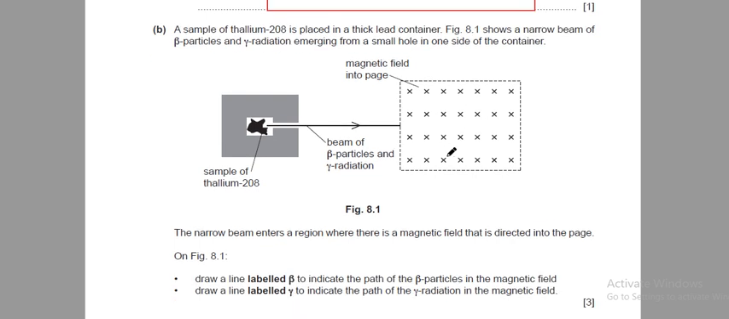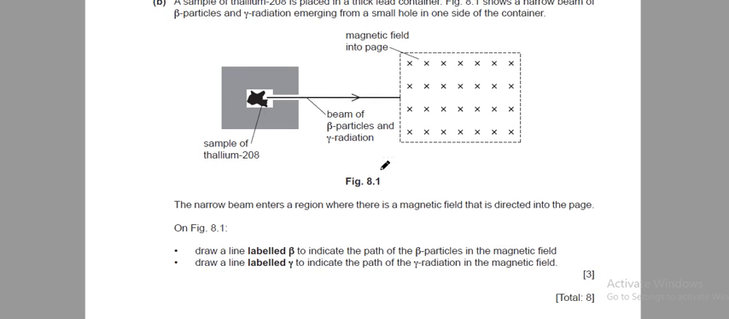And here is a magnetic field that both beta and gamma will enter. Draw a line labeled beta to indicate the path of beta and another one to indicate the path of gamma. So gamma will pass straight away with no deflection, horizontal, but beta will deflect. The question here is where it will deflect, upward or downward.